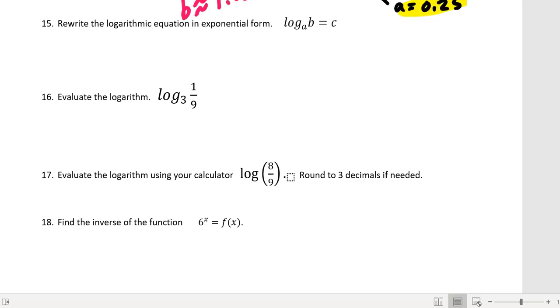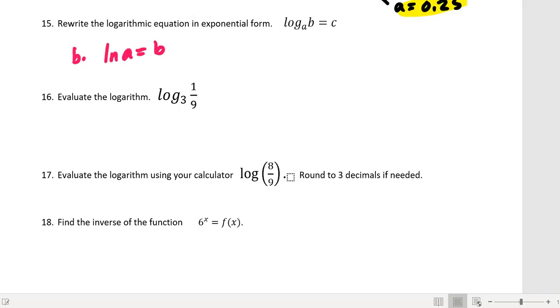So we know a log is another name for an exponent. So here's a log. It's another name for an exponent. Log, exponent, that's what it means. And we know that the little teeny subscript is always going to be the base. That's why we read it log base A. So let's rewrite this: base A, exponent C is equal to B. A log is another name for an exponent.